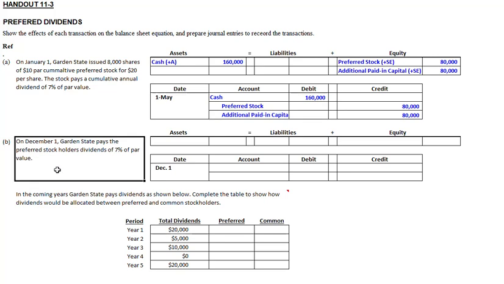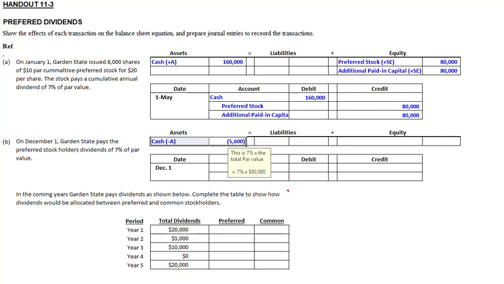Transaction B, we're told that Garden State pays the preferred stockholders a dividend of 7% per share. We would, just like for common stock transactions, actually have a declaration date, a date of record, and a payment date. But we're just going to make one journal entry for the payment of dividends. So the preferred shareholder receives a 7% dividend. So that's 7% of the par value.